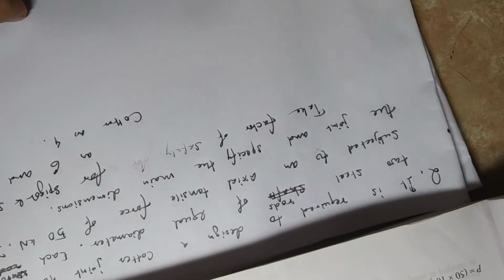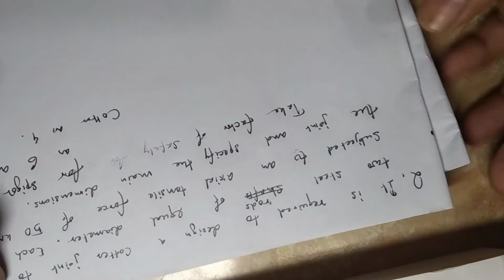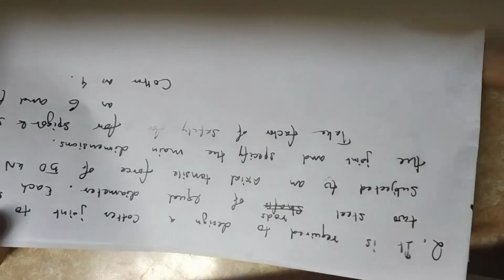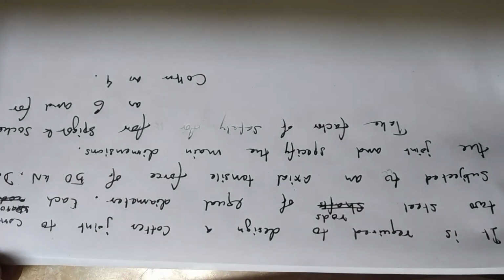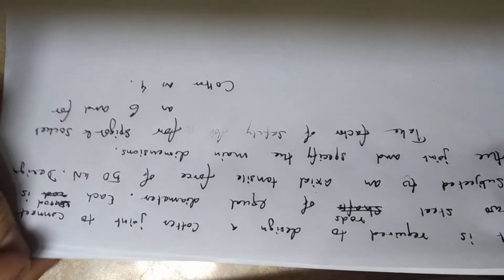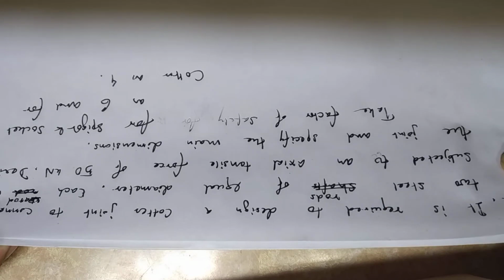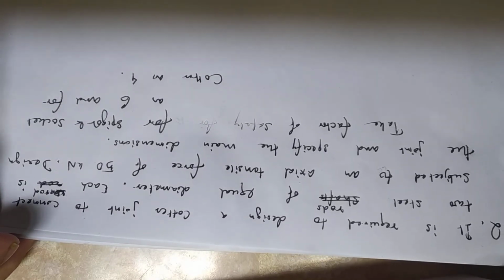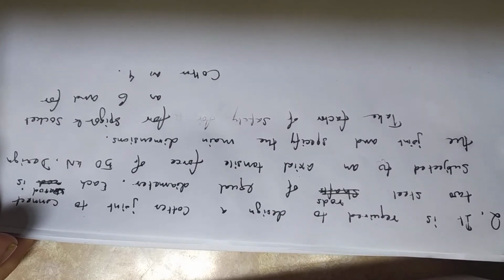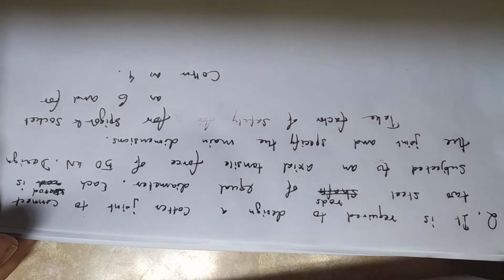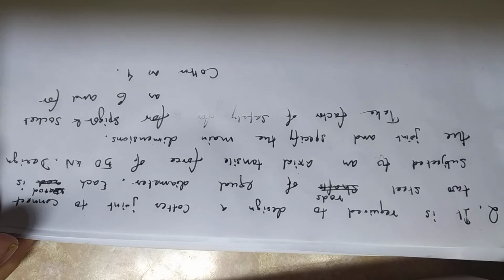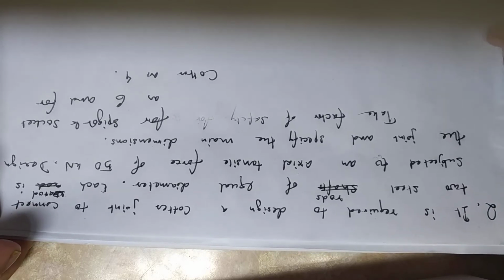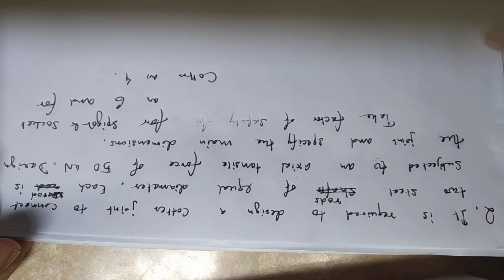Hello students, so we'll solve a numerical of Cotter joint. So I'll read out the numerical. It is not completely visible on your screen I think, but still it is required. Design a Cotter joint to connect two steel rods of equal diameter. Each rod is subjected to an axial tensile force of 50 kilonewton. Design the joint and specify the main dimensions.